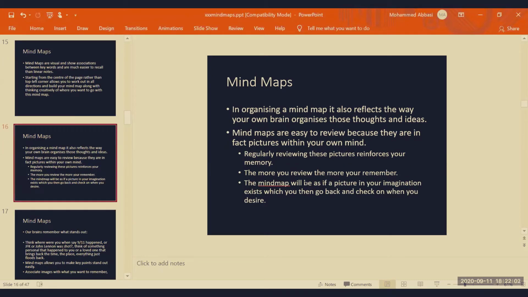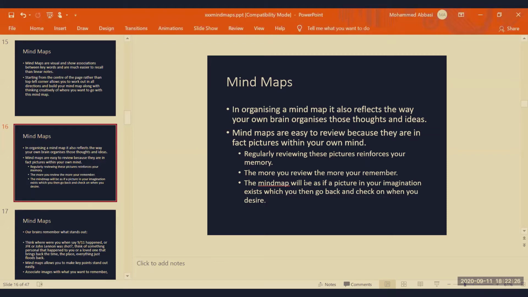In organizing a mind map, it also reflects the way your own brain organizes thoughts and ideas. This is why every mind map should be an individual mind map from you rather than you copying someone else's. But if you see another mind map and you want to do something similar, you can do that, but you add your own images, imagery, etc.